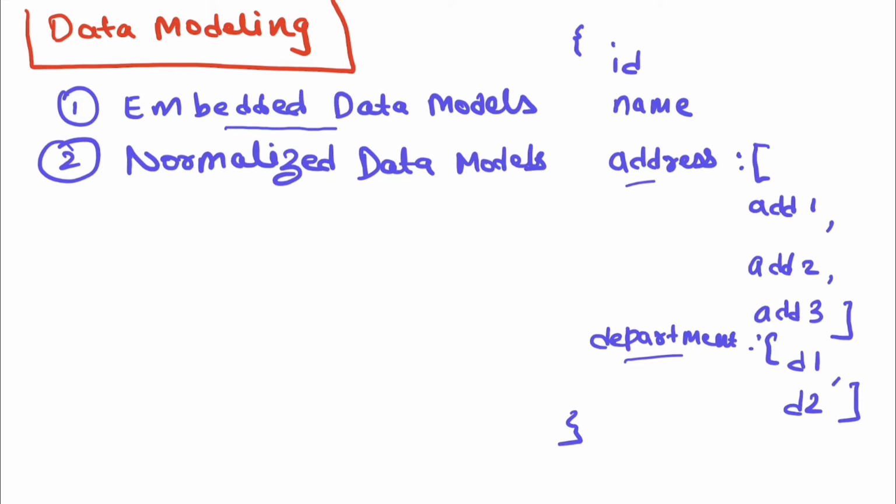So that is called embedded data models, or in the relational world, this is also called a denormalized form, where you have everything in one row. In one document, you have everything and you are storing it as it is.